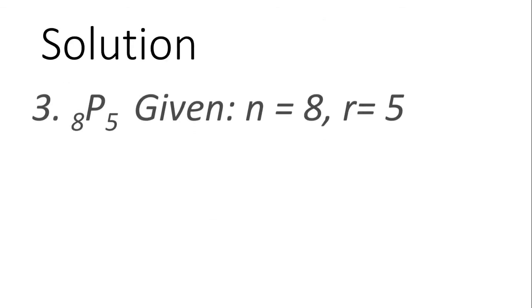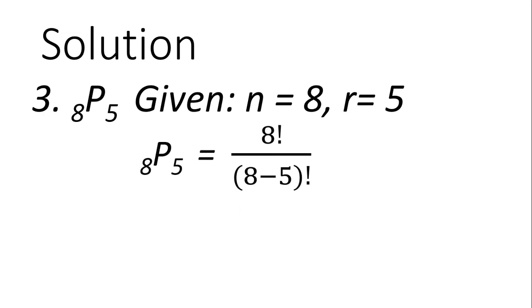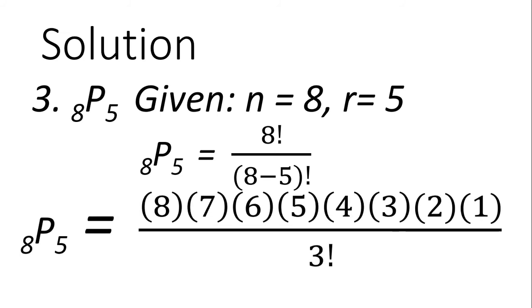Number 3, permutation of 8 taken 5. We know that n is equal to 8 and r is equal to 5. By definition of permutation of 8 taken 5, it will become 8 factorial divided by 8 minus 5 factorial. By definition of 8 factorial, we know it is 8 times 7 times 6 times 5 times 4 times 3 times 2 times 1. And 8 minus 5 factorial is 3 factorial.